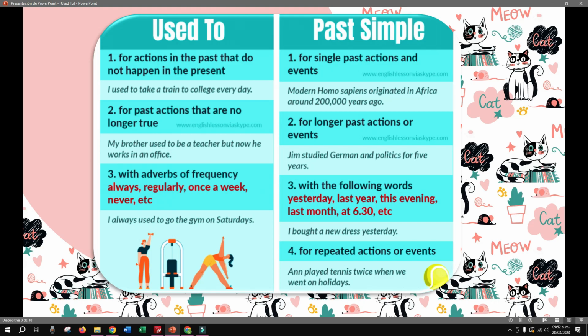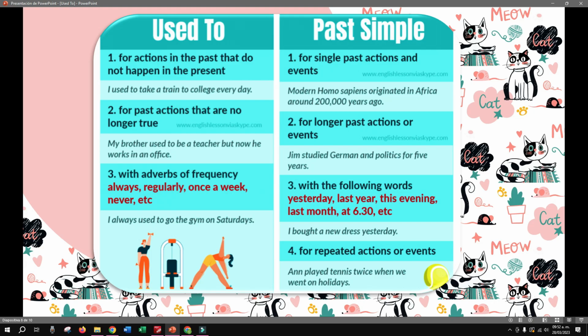Also, we can use that for past actions that are no longer true in the present. My brother used to be a teacher, but now he works in an office. He used to be a teacher, but now he is doing another thing, another action, right? So also in that case, we're going to use "used to."